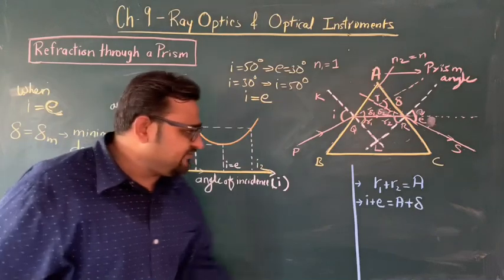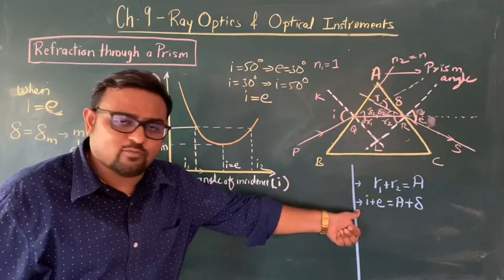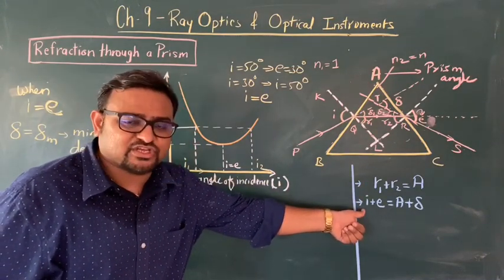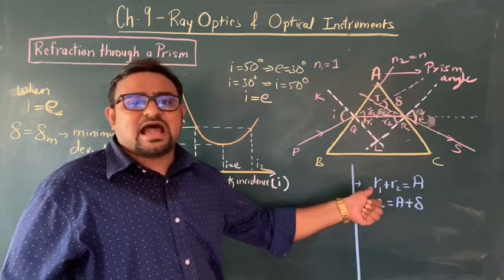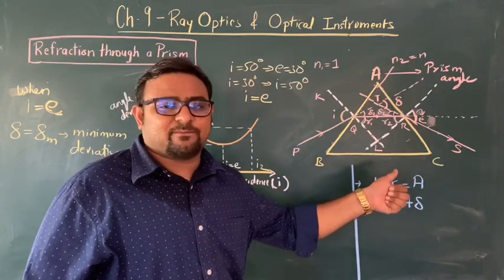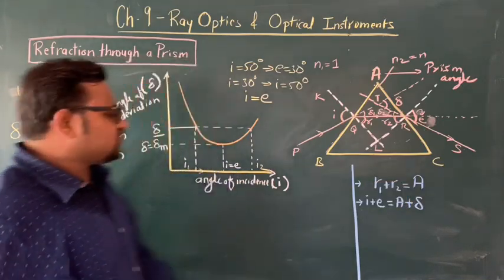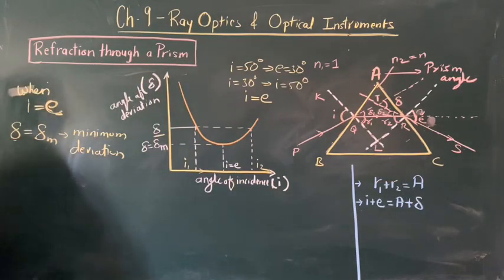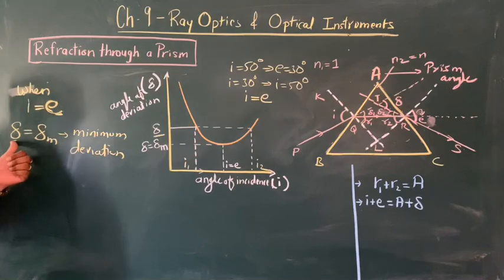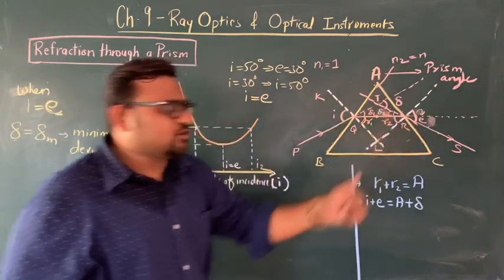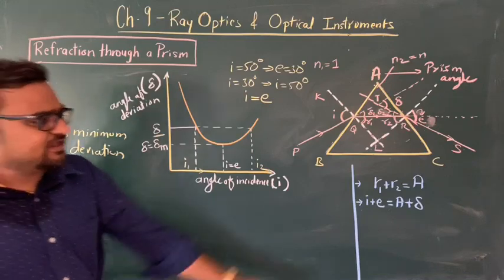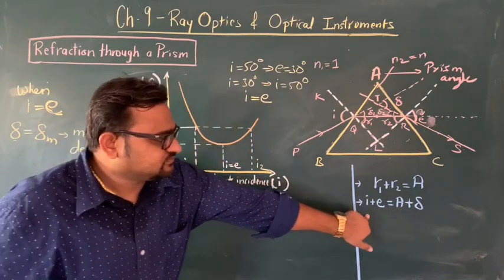Now, in the previous derivation, I had just shortlisted two formulas. One, this was the prism equation, I plus E equal to A plus delta. And before that, we got R1 plus R2 is equal to the prism angle A. So what was delta? Delta 1 plus delta 2, that is I plus E.